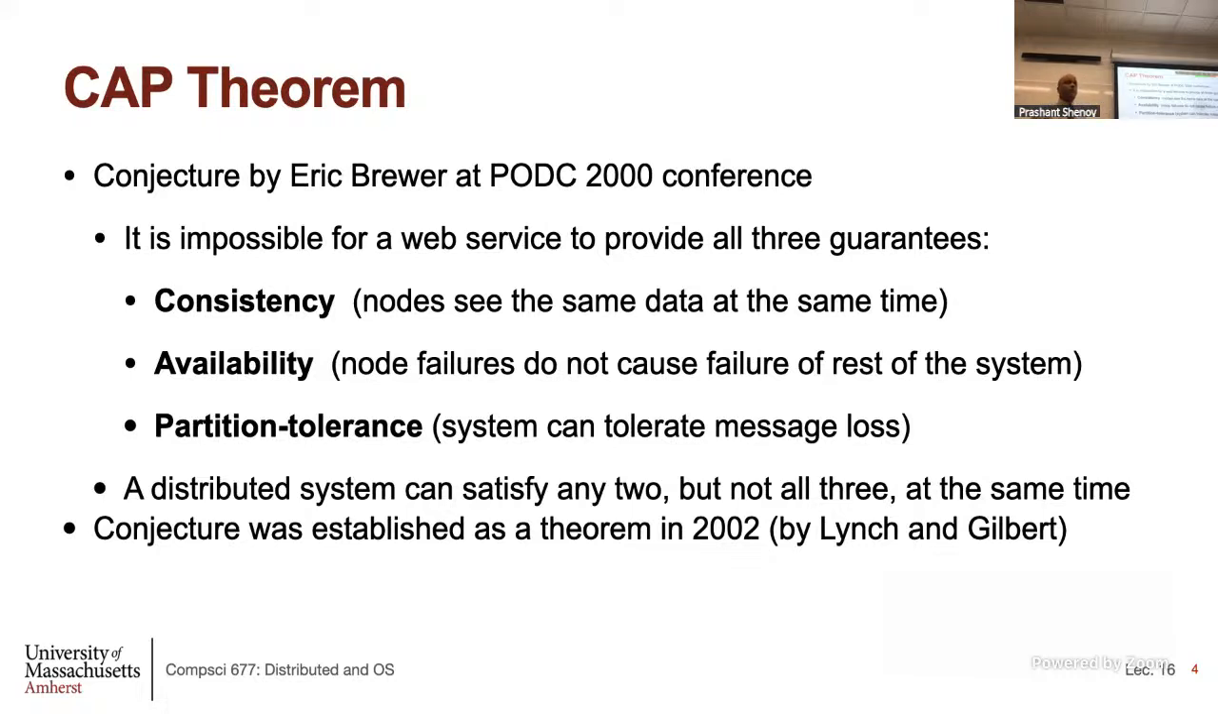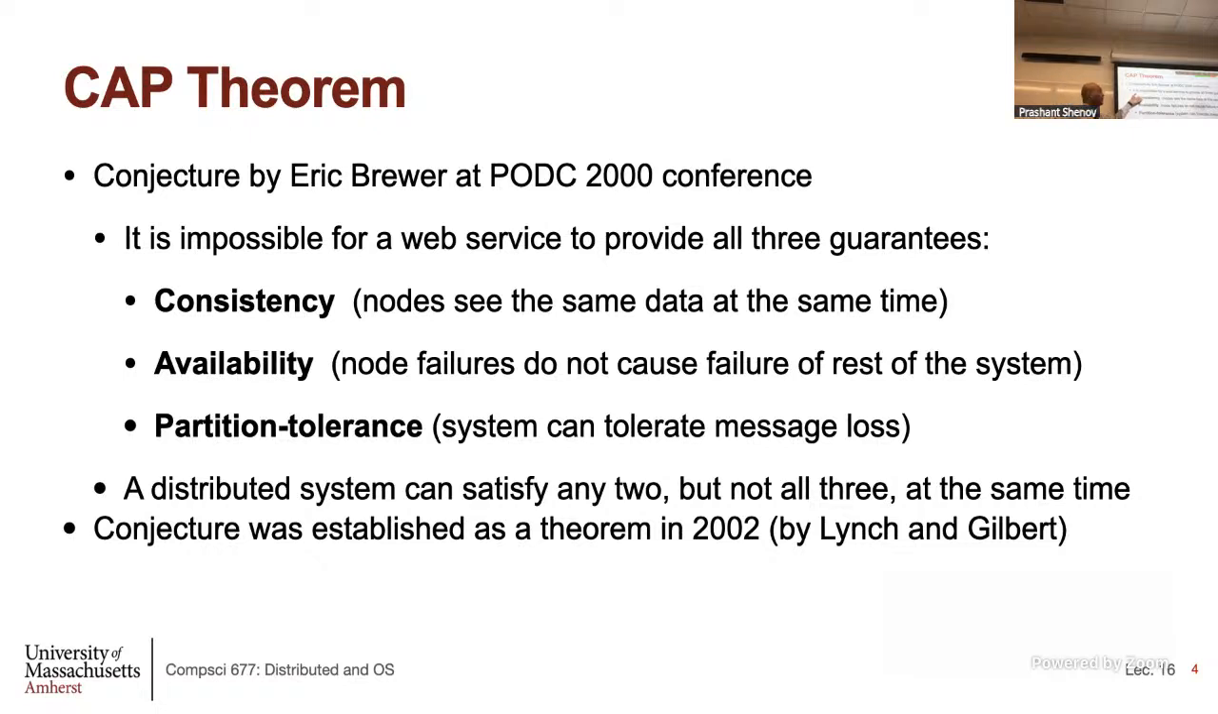So first thing is, it was proposed by a professor at Berkeley. His name is Eric Brewer. Is very well known in distributed systems. And what he conjectured at the time, it was not a theorem, it was more of a conjecture, but later on, I think it was proven to be true. But what he conjectured is impossible for a distributed system, or he referred to it as a web service, but really is a distributed system, to provide all three guarantees at the same time.